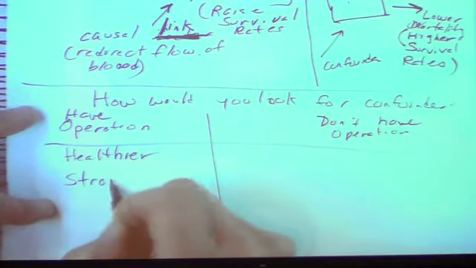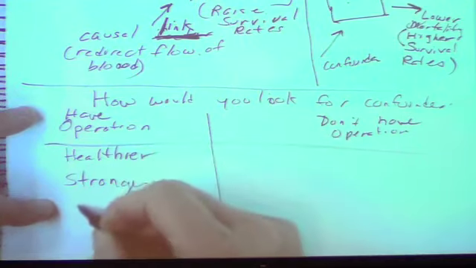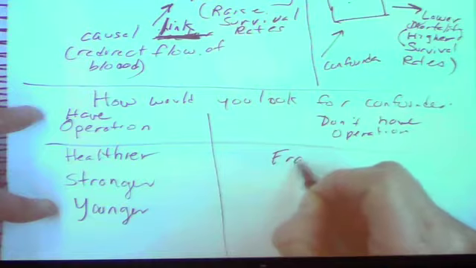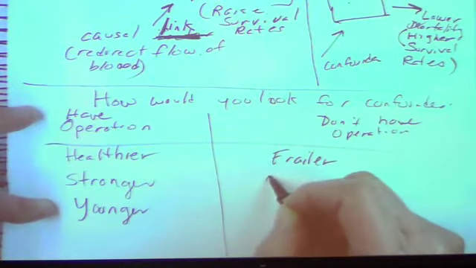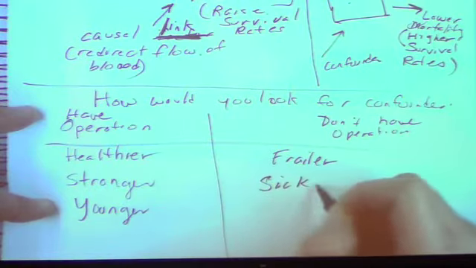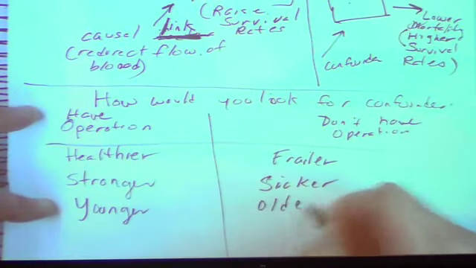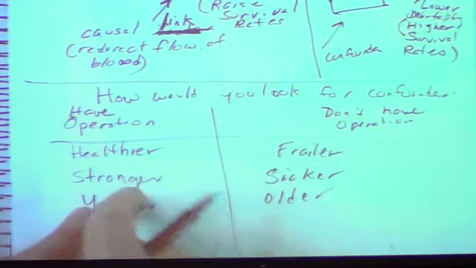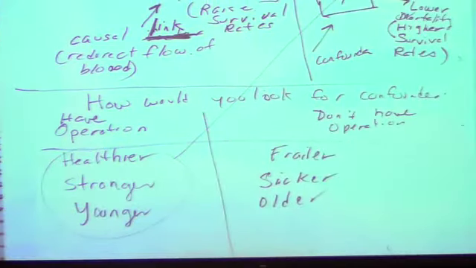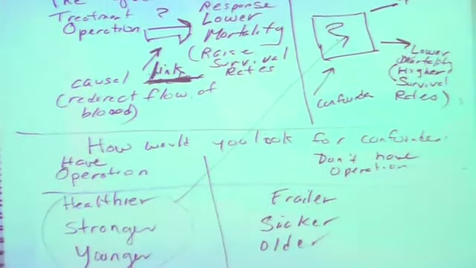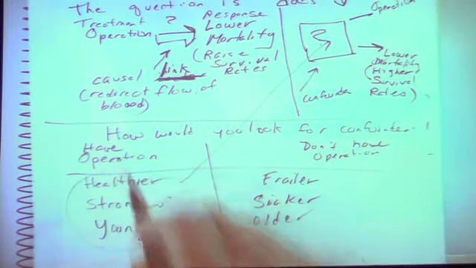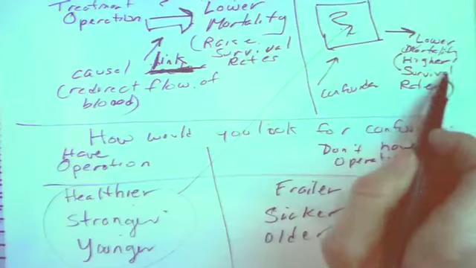Stronger. They might even be younger, for all I know. Probably would be. And these are going to be frailer. Sicker. Older. You know what I'm saying? Any one of these could fit. Do you see how these could be confounders? Because it might not be the operation at all. It might be one of these other differences that's leading to lower mortality.